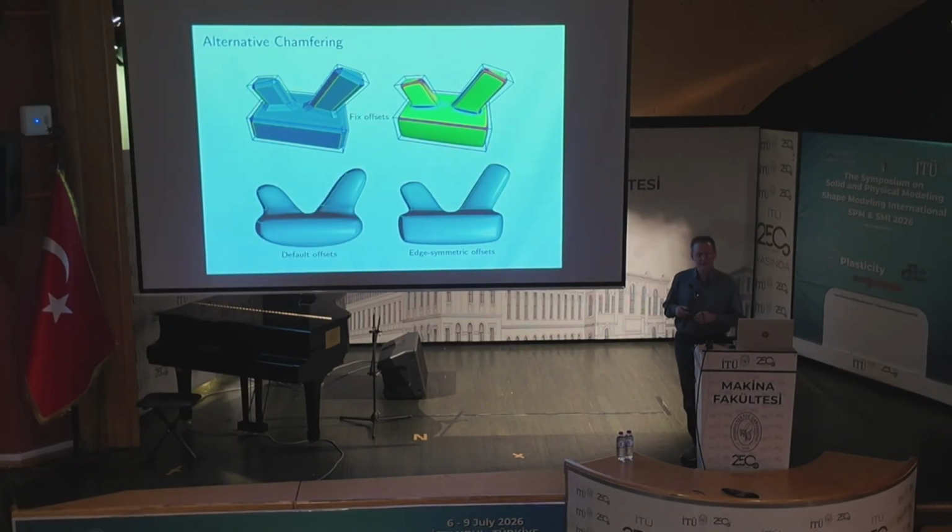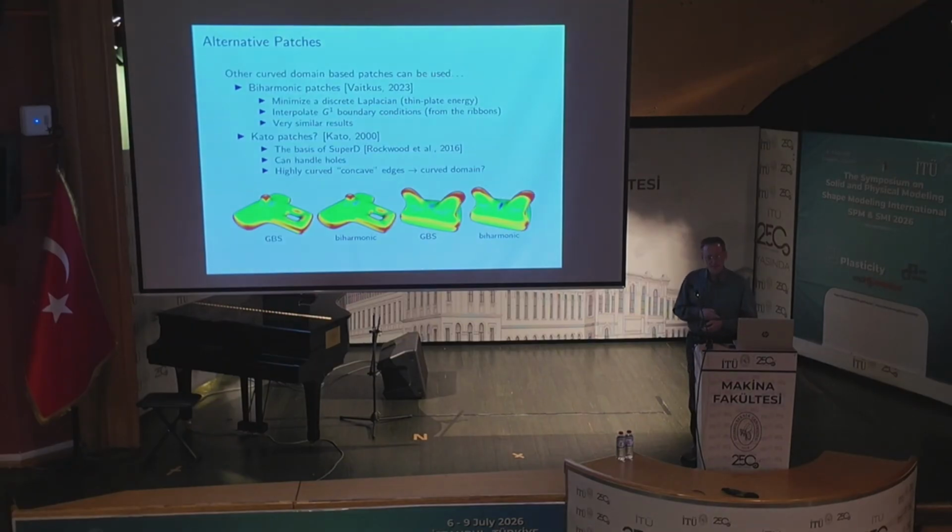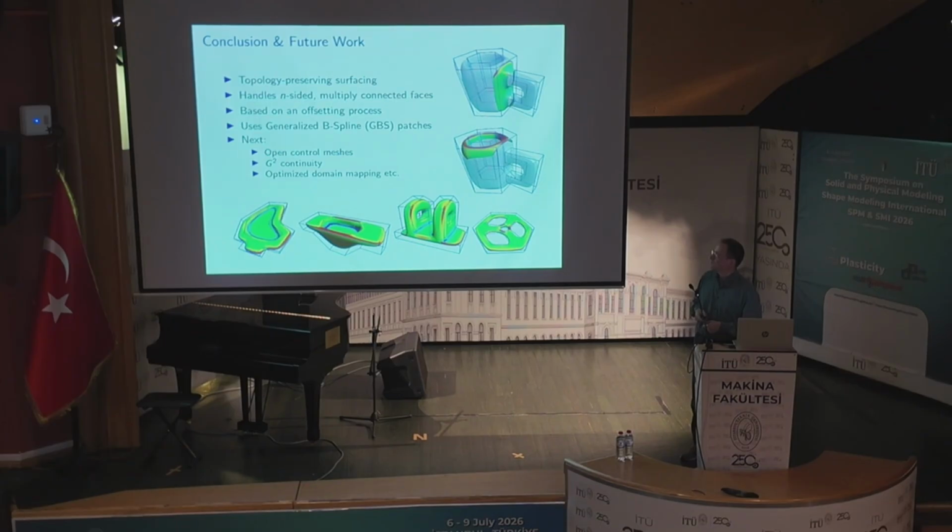We have also experimented with alternative chamfering methods like fixed offsets or edge symmetric offsets, and also with alternative patches like the biharmonic patch, which is a discrete patch type, which minimizes the thin plate energy. But we have found that no matter which type of patch you use, the result is very, very similar. So this is not a really huge difference.